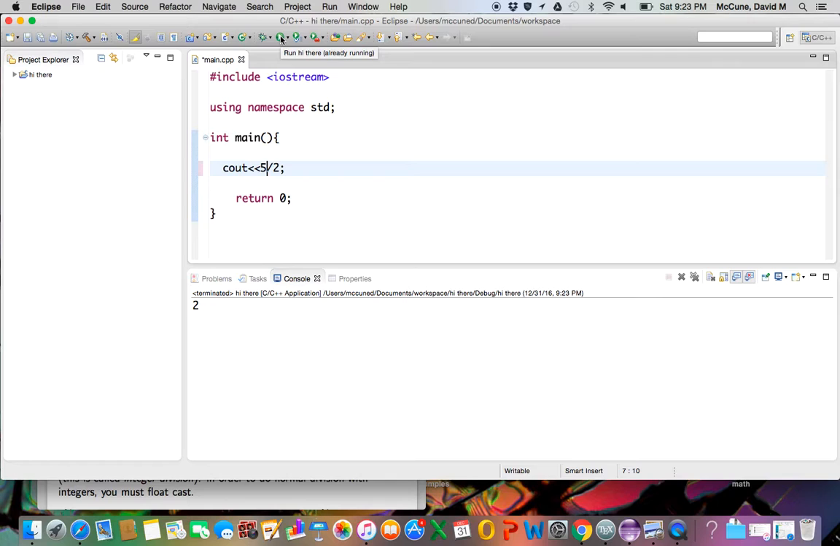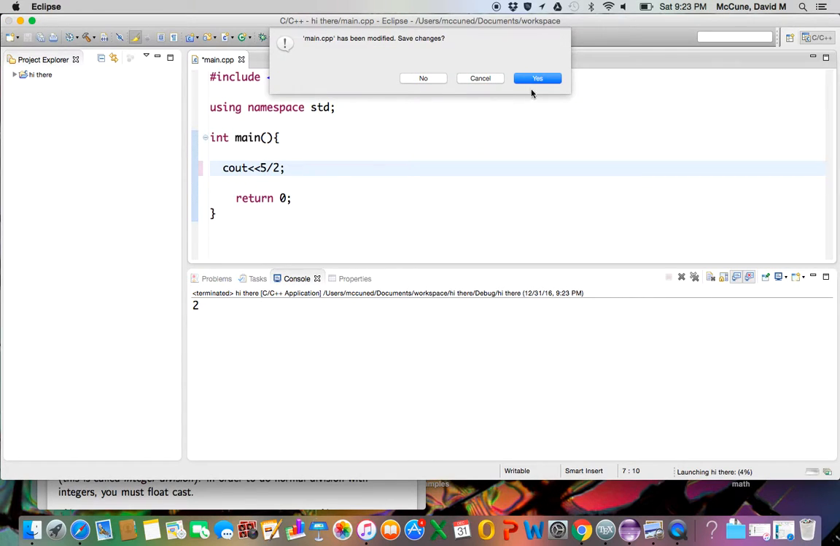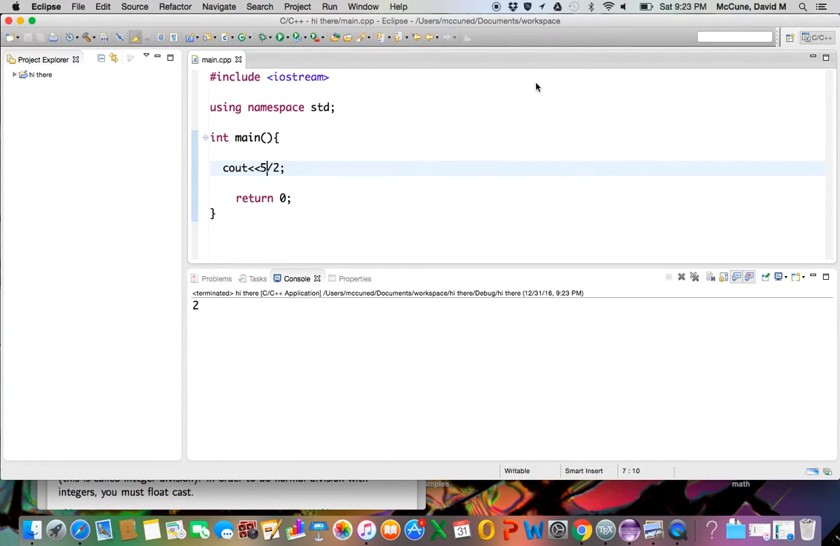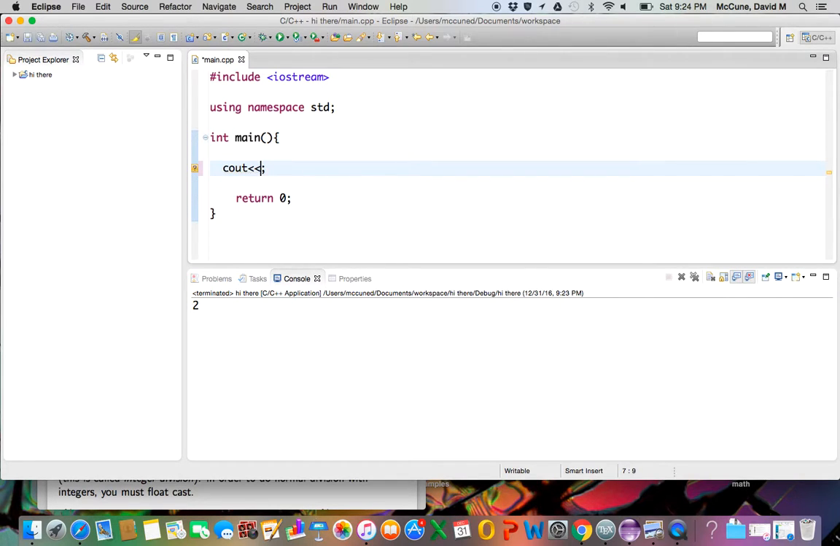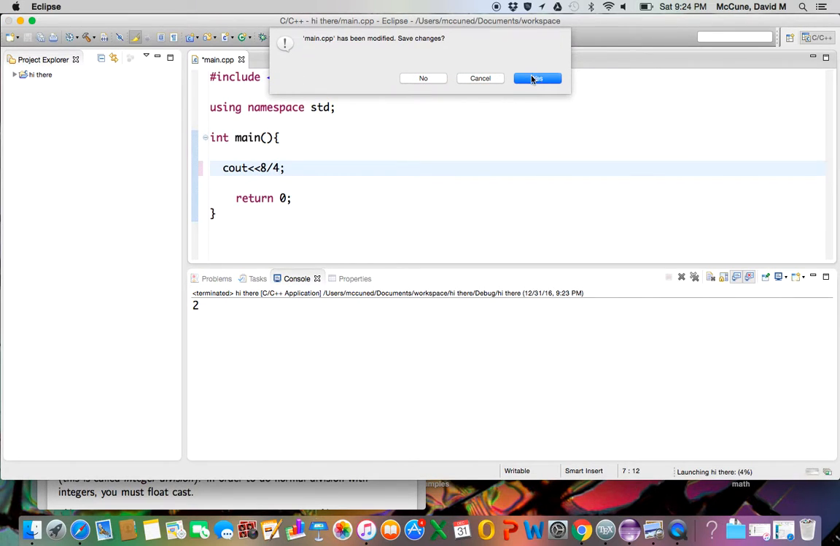Let me change the 4 to a 5. And now we all know, right, 5 divided by 2 is 2.5. So what the computer should print to the screen is 2.5. But notice it doesn't. It prints 2 to the screen. Okay, that's strange.